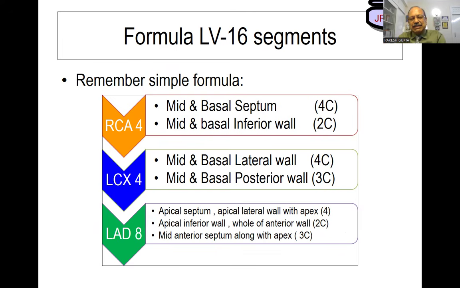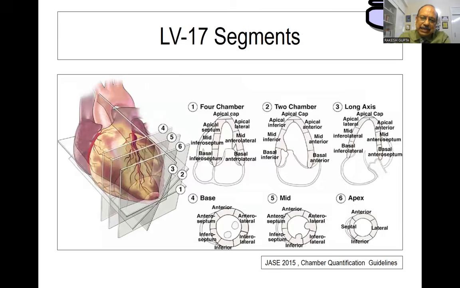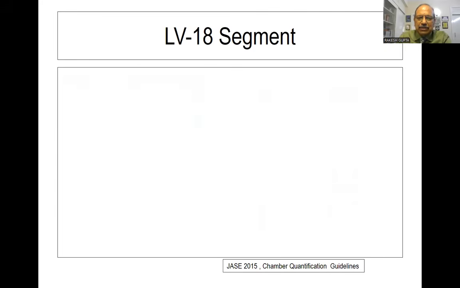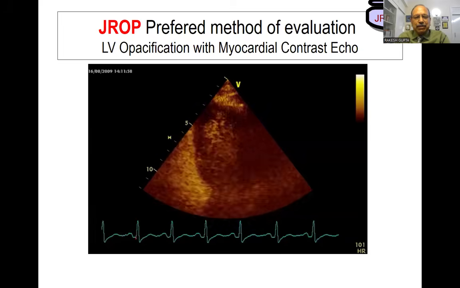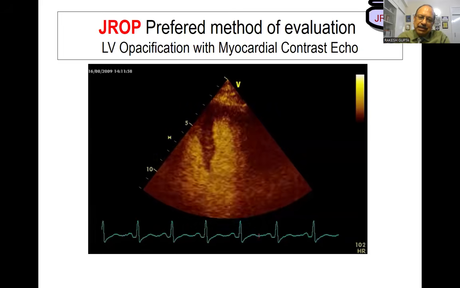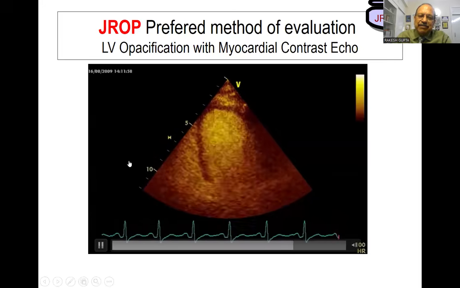always RCA, RCA, RCA. Mid and basal posterior wall, mid and basal lateral wall, circumflex, circumflex, circumflex. And the rest all LAD. Some people use the 17 segment model, some use the 18 segment model, some say 19 segment model. And this is the preferred method.